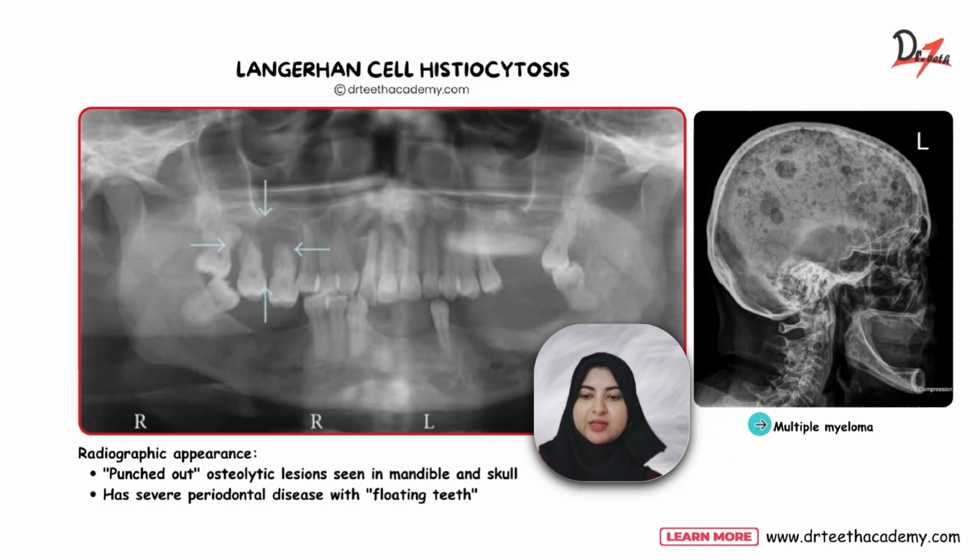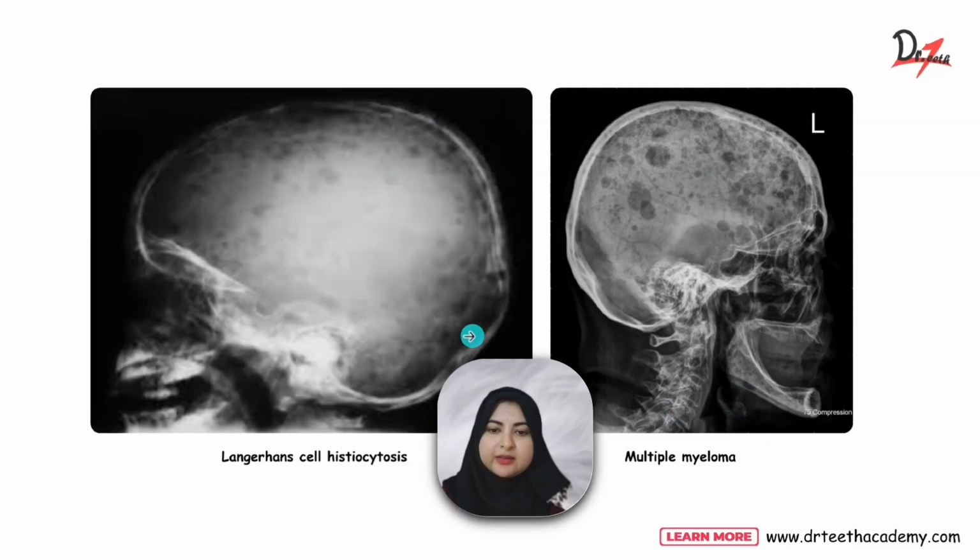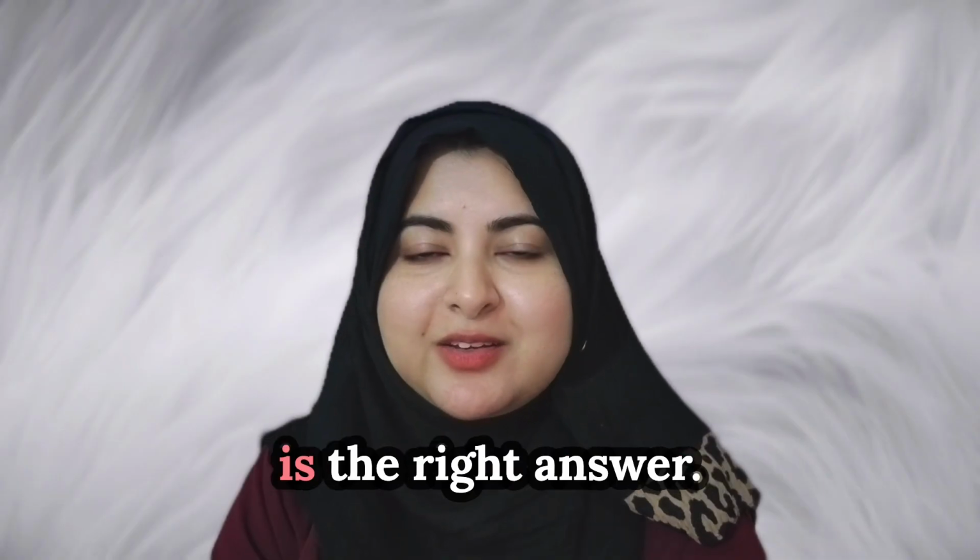Now, LCH resembles multiple myeloma because if you look at the lateral ceph of both of them, they have punched out lesions. Can you see that? Langerhans cell histiocytosis and multiple myeloma. So we need a thorough clinical history and histological examination to accurately identify whether it is LCH or multiple myeloma. So multiple myeloma is the right answer.